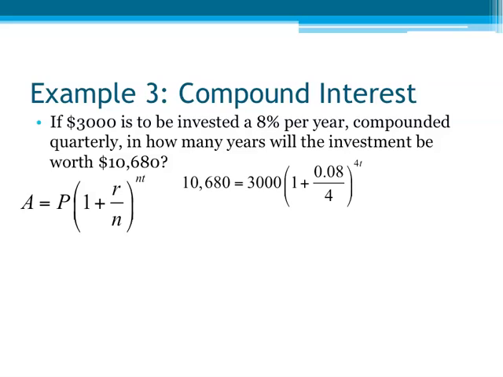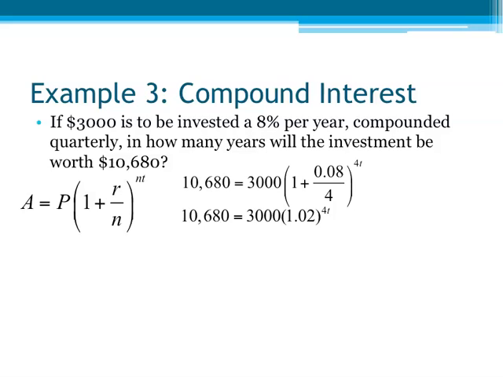Let's start by simplifying what's inside the parentheses as much as we can. So 0.08 divided by 4 is 0.02, and 1 plus 0.02 is 1.02. Next, I'm going to try to simplify it so that the portion that's being raised to the exponent is by itself. So notice that the 3,000 is not raised to the 4 times t. Only the 1.02 is raised to the 4 times t. So I want to isolate the part that's being raised to the exponent as much as I can before I take the log of both sides.